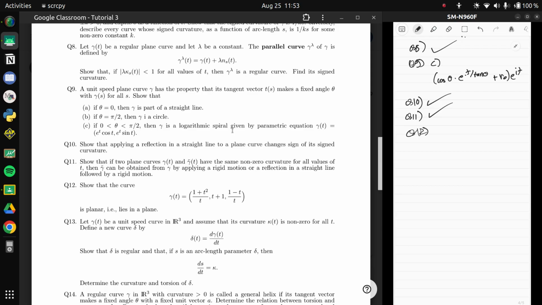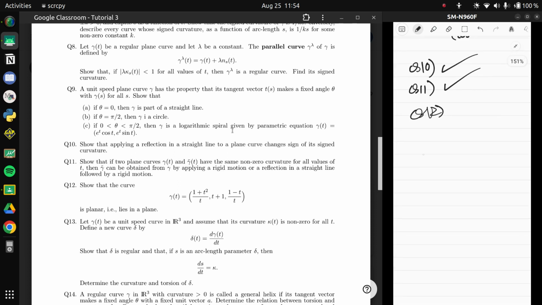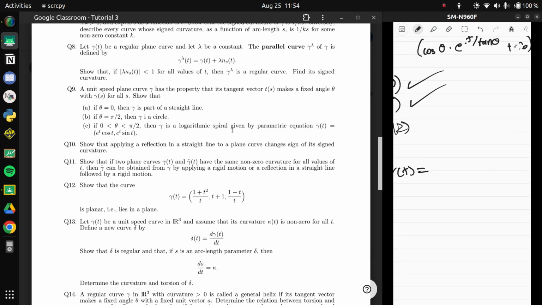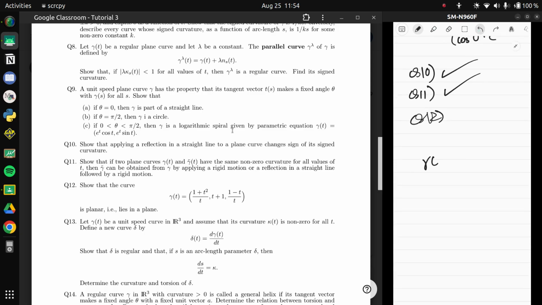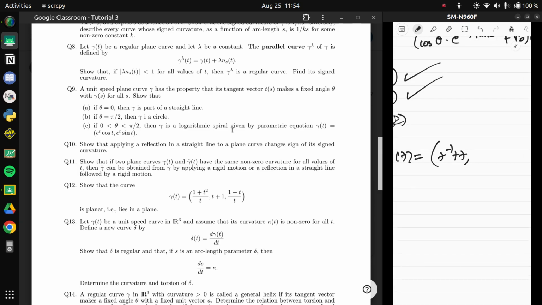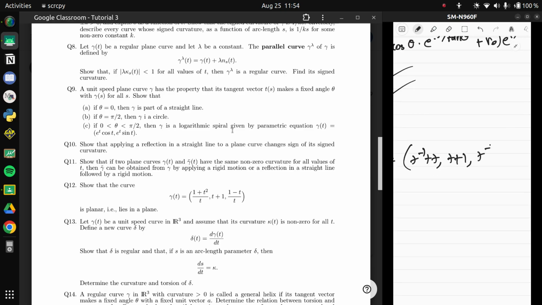Show that this curve is planar, i.e. it lies in a plane. Yeah, sure. This shouldn't be hard. So there are two ways of doing this. One, I can just parameterize it. I'm going to use r, which I'm more familiar with. So r of t is equal to (t to the power negative 1 plus t, t plus 1, t to the power negative 1 minus 1).